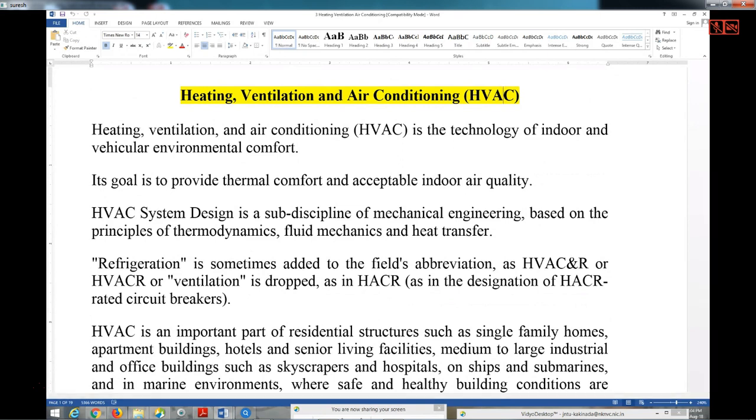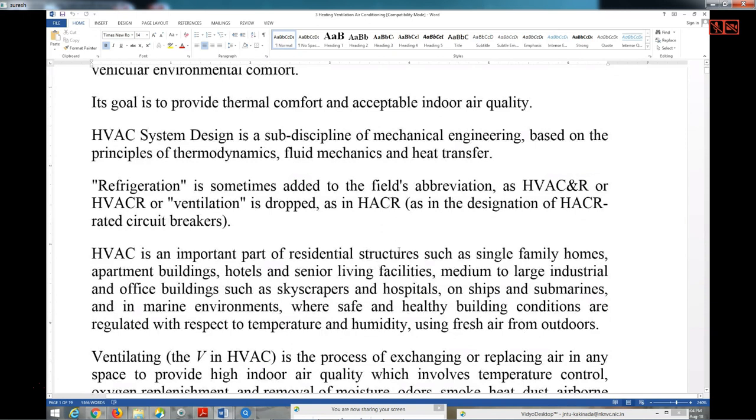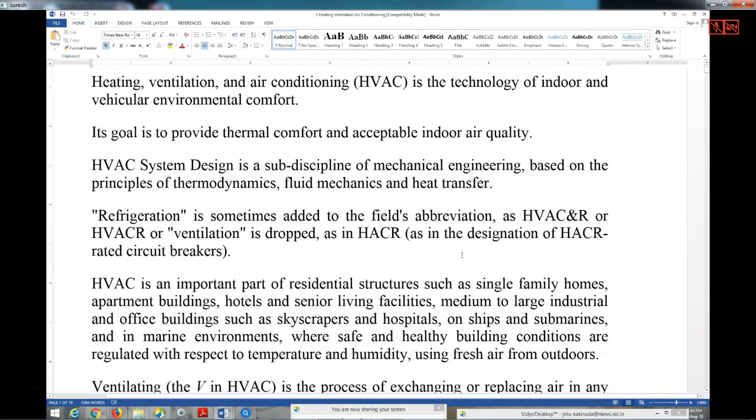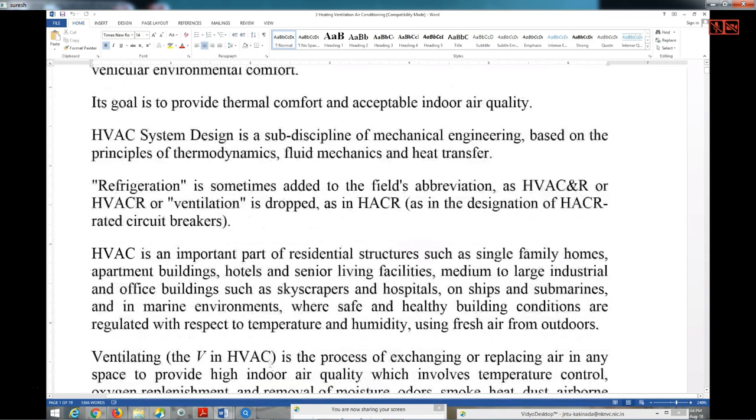The temperature differences, once again, we take into account in order to design this HVAC technology. The main aim is to provide thermal comfort and acceptable indoor air quality, so it does not only look at thermal comfort. Whenever we require cool, it provides cool energy. When we require hot, it generates hot energy. So it gives cool as well as hot energies. This is based on the principles of thermodynamics, fluid mechanics, and heat transfer.